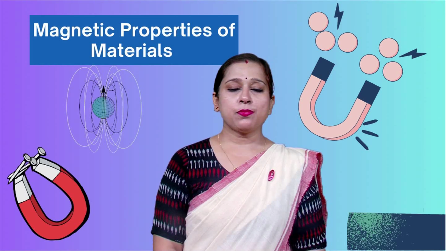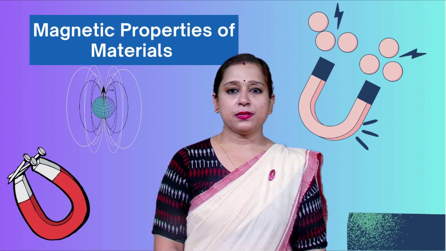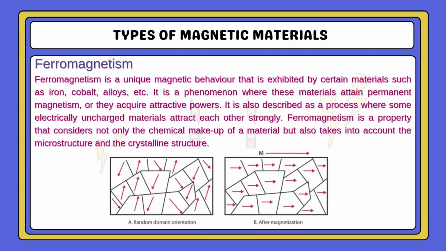Let us move to the next type of magnetic material, that is ferromagnetic material. Ferromagnetism is a unique magnetic behavior that is exhibited by certain materials such as iron, cobalt, alloys, etc. It is a phenomenon where these materials attain permanent magnetism or they acquire attractive powers. It is also described as a process where some electrically uncharged materials attract each other strongly. Ferromagnetism is a property that considers not only the chemical makeup of a material but also takes into account the microstructure and the crystalline structure.